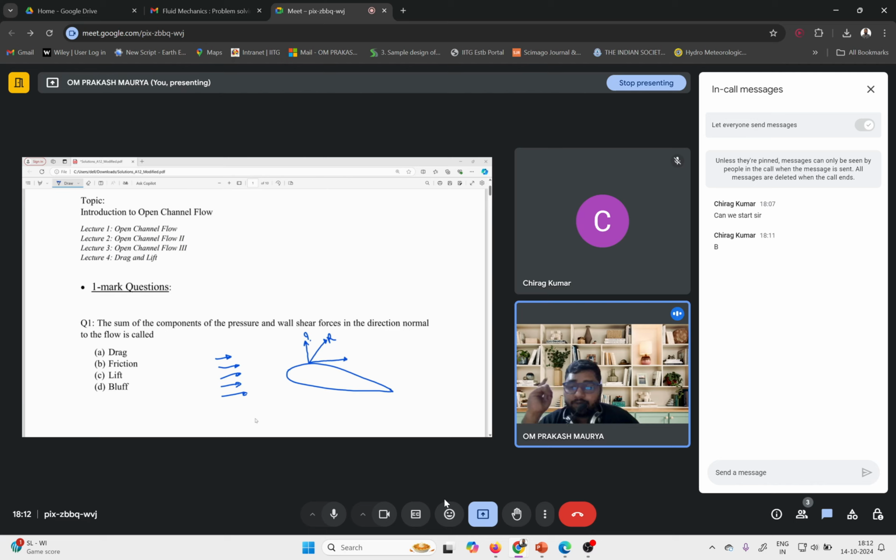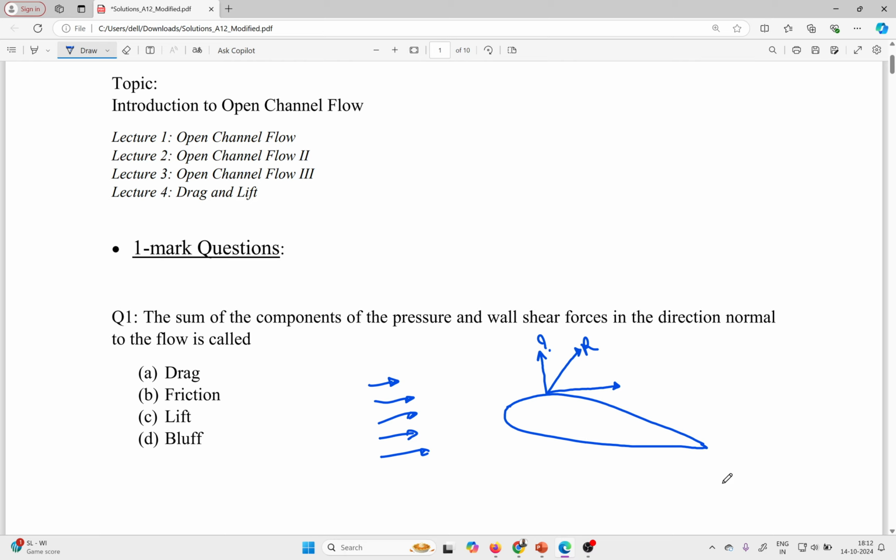Okay, you are telling option B, but you can think once. Now let me explain. If air, or you can say the fluid, is flowing like that, then this component will be your lift and this component will be drag. So the answer of this question is C.